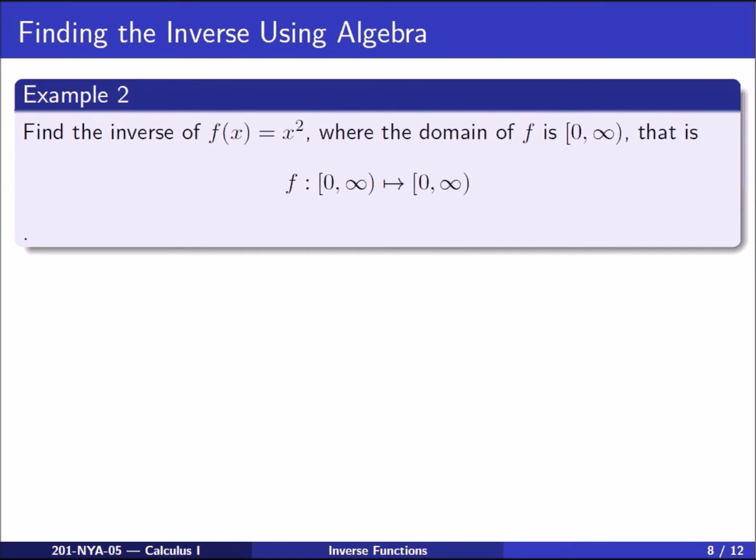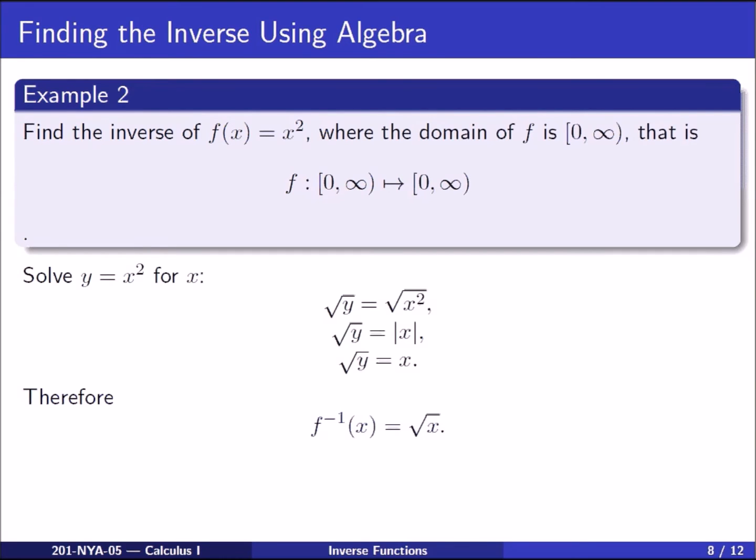How do I find the inverse in this case? Well, I take the equation y equals x squared and solve for x. So to solve for x, I need to take the square root on both sides. Now, the expression I get on the right-hand side, which is the square root of x squared, is not necessarily equal to x in general. It is in general equal to the absolute value of x. But in our case, because the domain of the function is the set of non-negative numbers, the absolute value of x is x itself because x is non-negative. So in that case, it means that the inverse function is the square root of x.